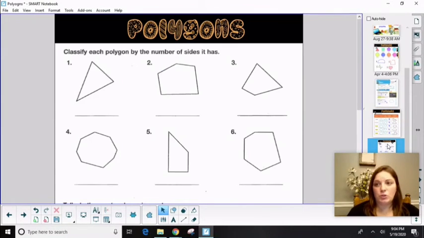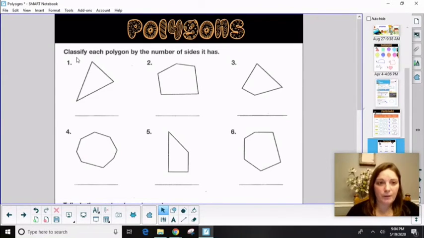Now I want you to do some practice with me. So we're going to classify each polygon by the number of sides it has. Classify is another word for name. So what is the name for that polygon? No, we're not naming them like Tom or Barry. We're naming them based off of their actual math name.